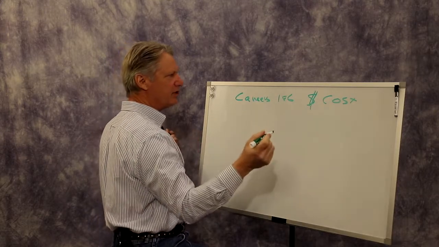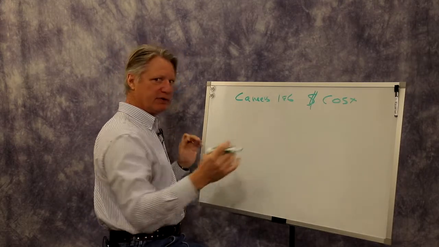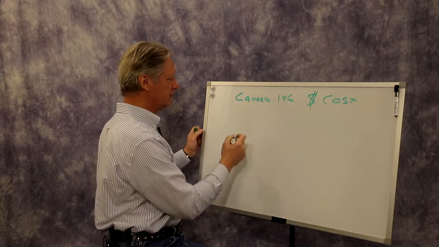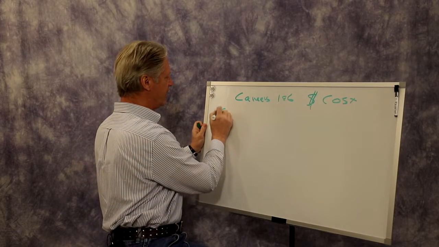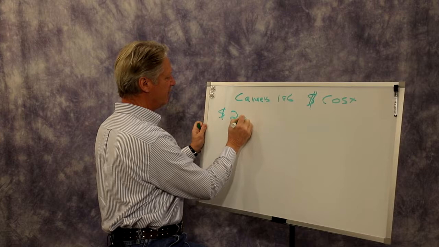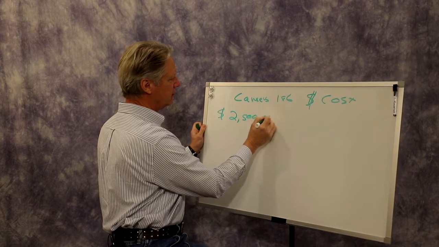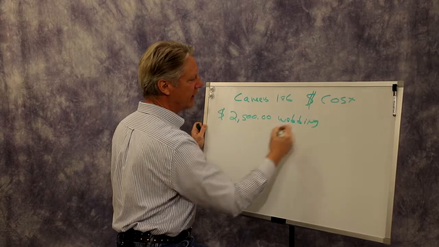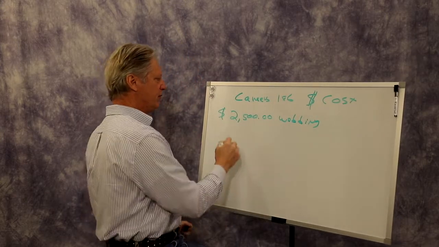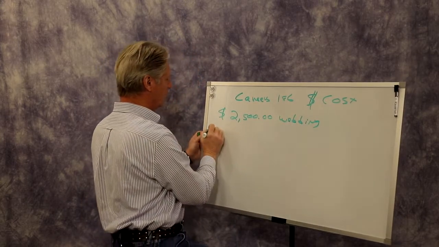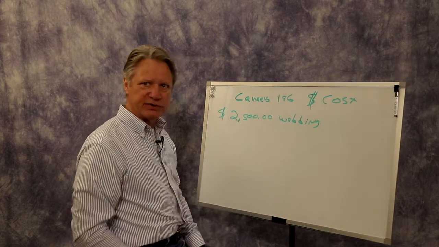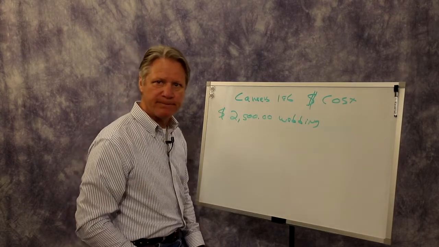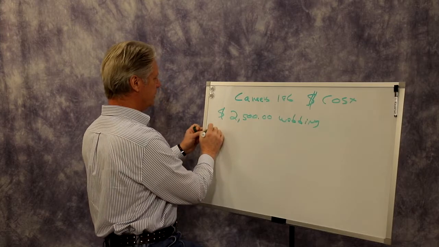So here's what I want you to do. A couple of different homework things for you guys to do. All right, I want you to take a $2,500 wedding. Okay? And I want you to do a breakdown. I want you to write down in terms of time, hours. Okay?